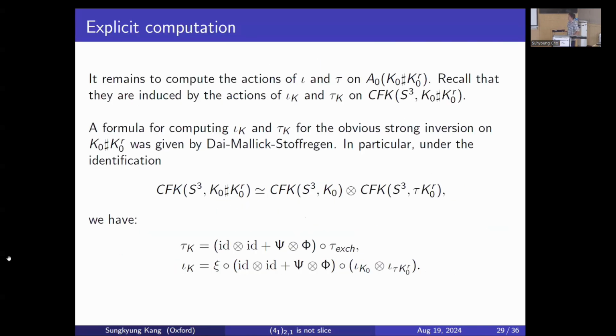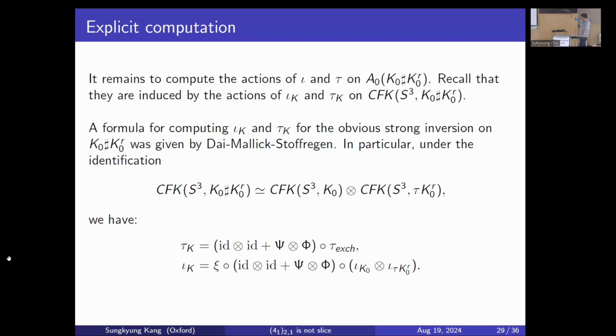So how do you do this? It remains to compute this A0 complex and iota and tau. Well, A0 is just a direct summand of CFK. So the first thing to do is to compute the CFK. But this is just a connected sum. So by the connected sum formula, this decomposes as a tensor product of CFK of K_0 and CFK of K_0 reverse.